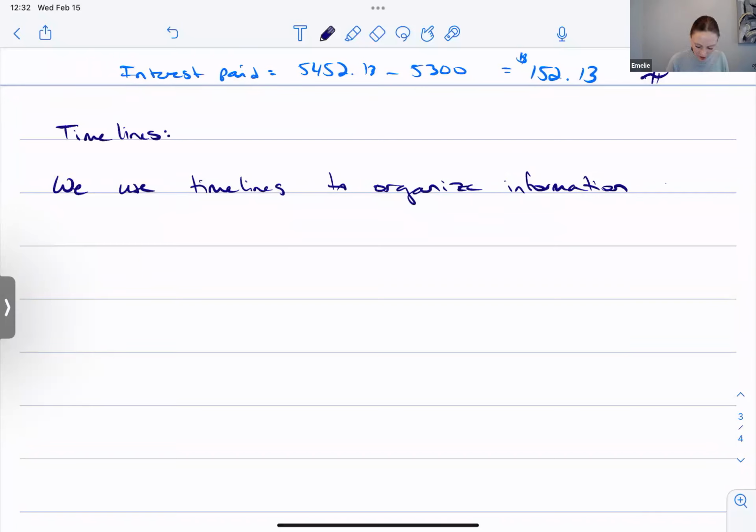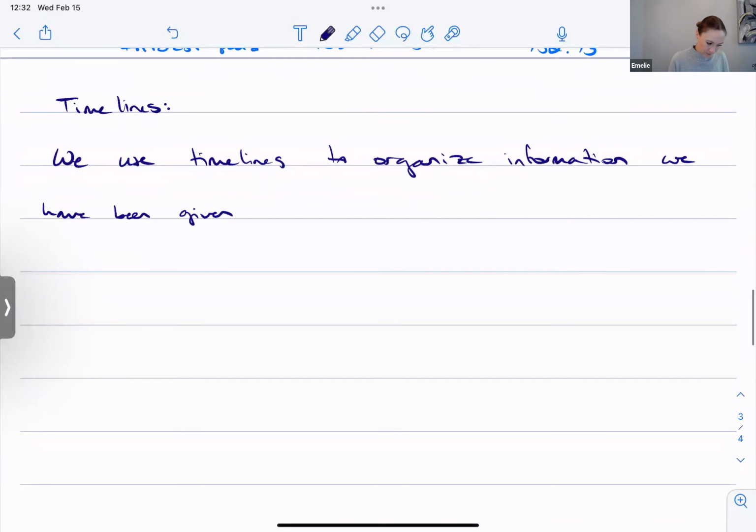I guess organize information we have been given and plan our calculations, right? That's how we used the timeline earlier. We had the days, the dollar loan amounts, and then we mapped it out, and then we were able to visualize what we had to solve for and how we could get there. We saw that, okay, I need to find each of these future values.